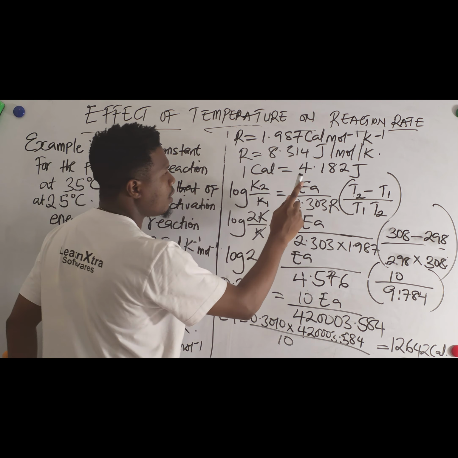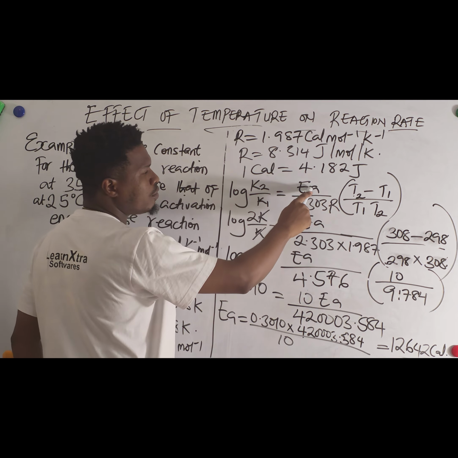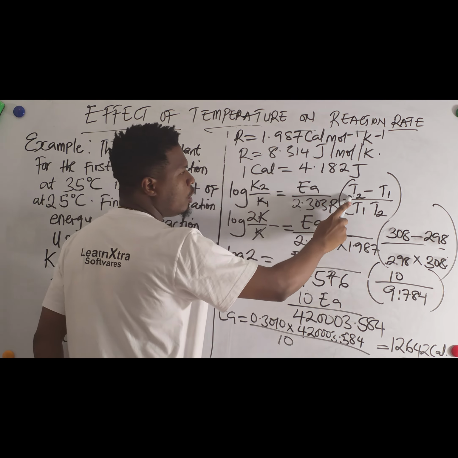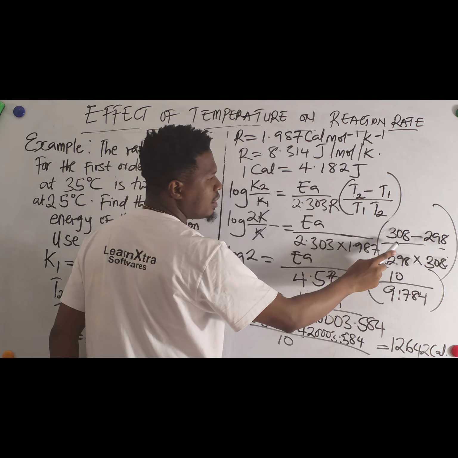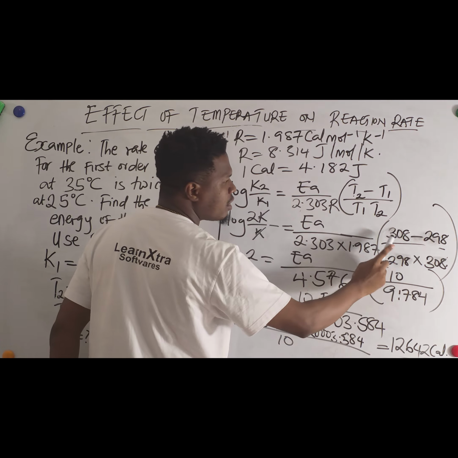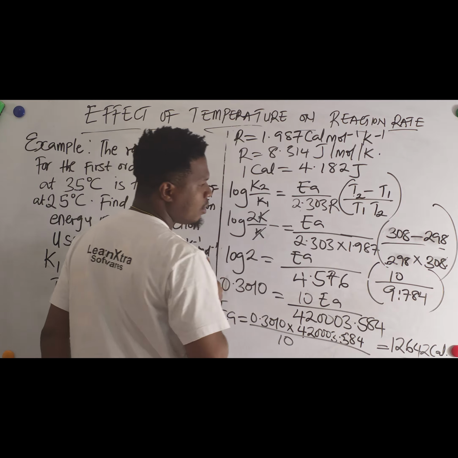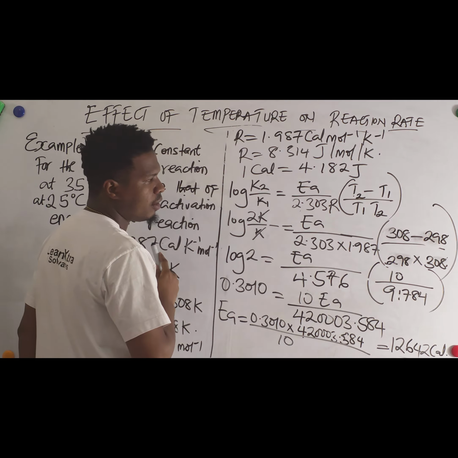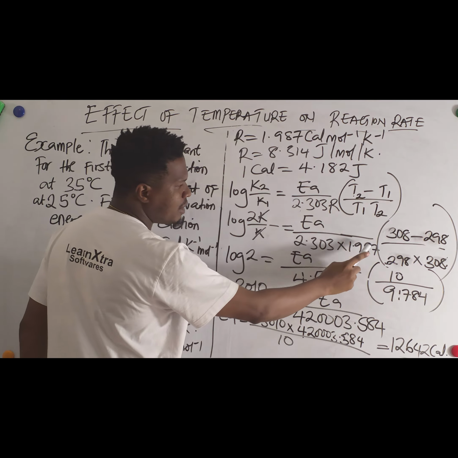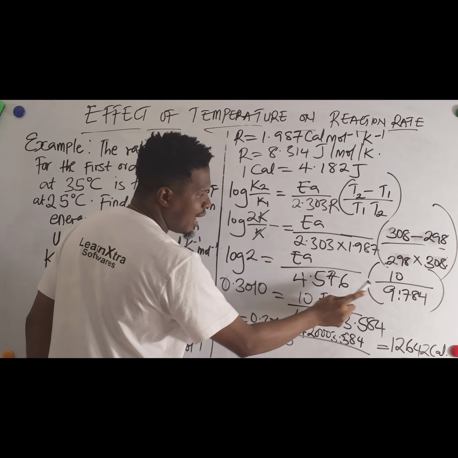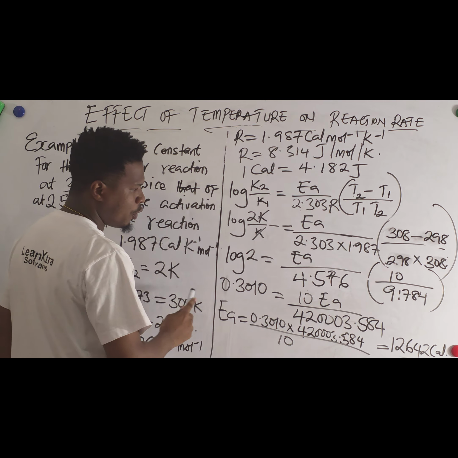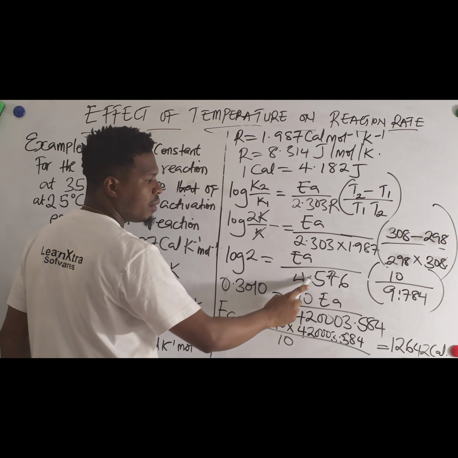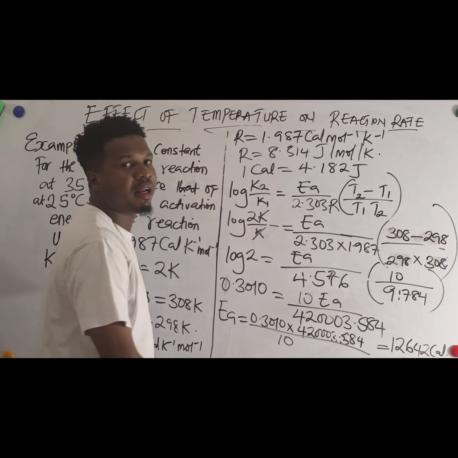Now, the next thing here, we are looking for this unknown. T2, 308. T1, 298. Subtract. Then multiply this and this, and you have this and this here. Then this times this, you have this. Then this times this, you have this. Then 10 times EA, you have 10 EA. So you now make EA subject of formula. That's how we got the final answer here.